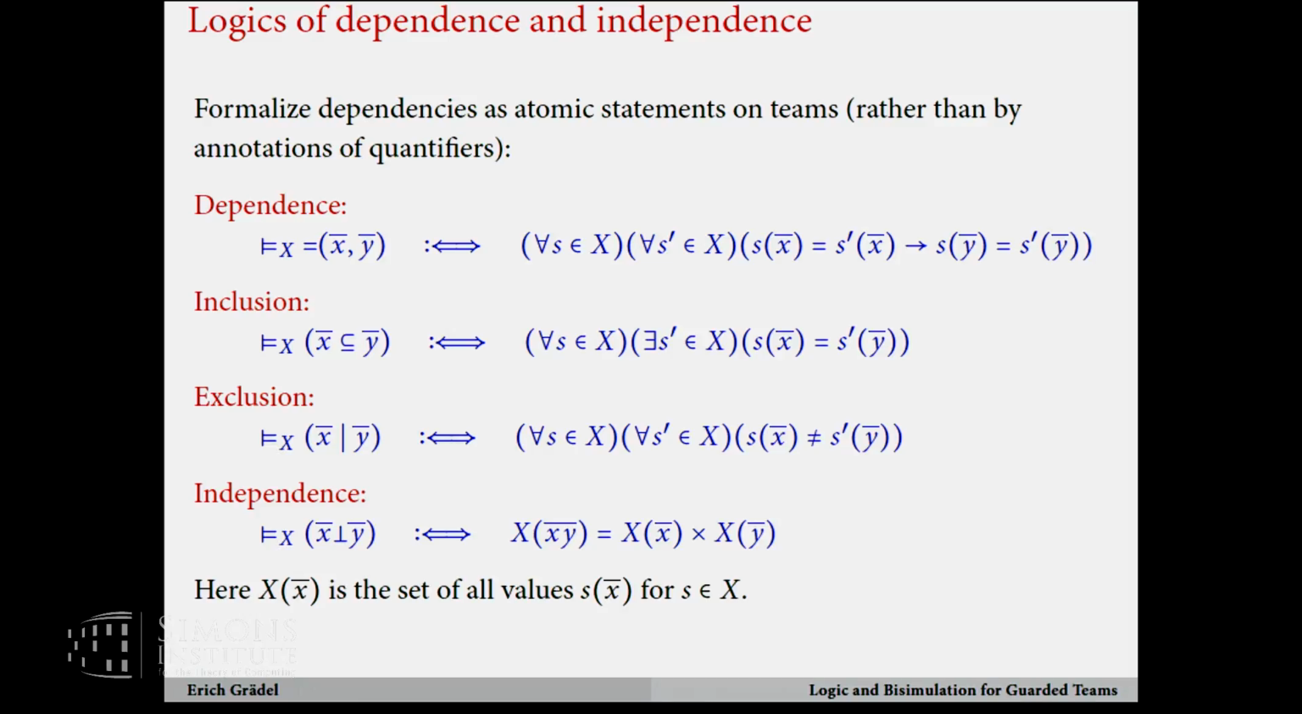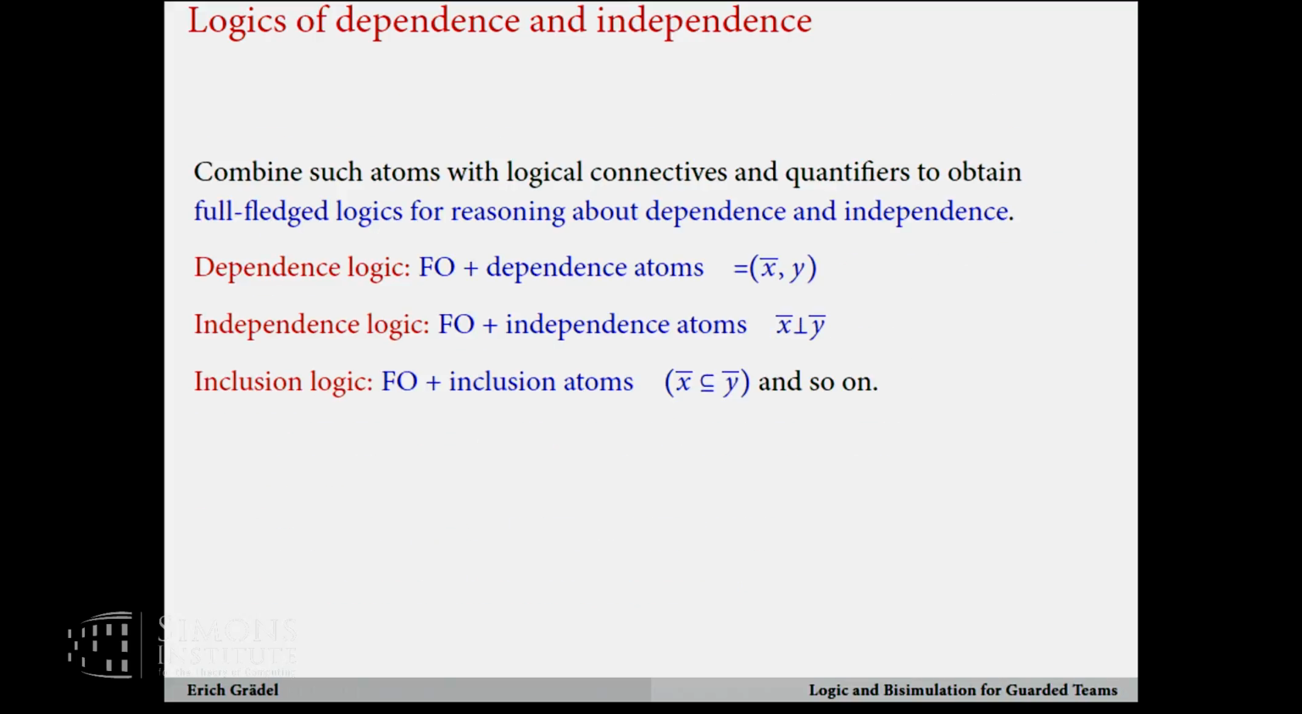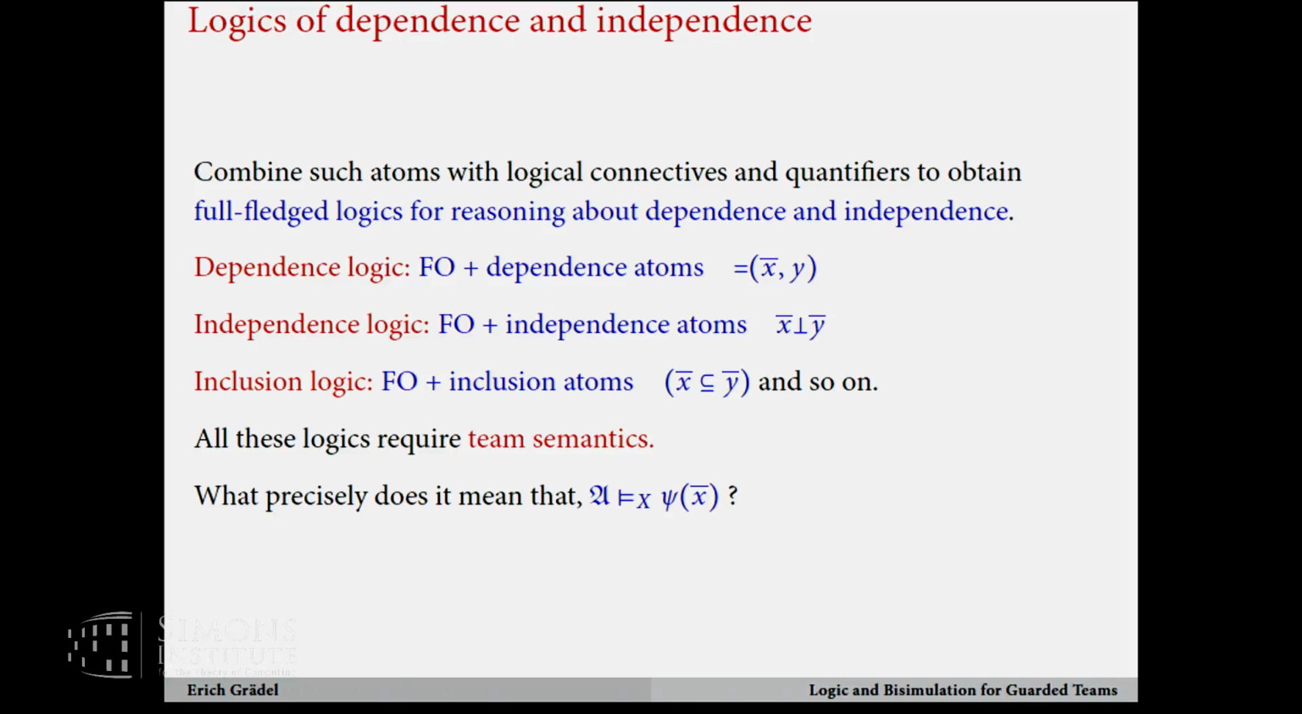So, inclusion would say every value that occurs for X in the team also occurs as a value for Y. Exclusion is dual, saying the values that X may take and Y may take are disjoint, and independence is a bit more complicated. I will not go into it. So the idea then is to combine such atoms with logical connectives and quantifiers to obtain full-fledged logics for reasoning about dependence and independence. And these logics require team semantics.